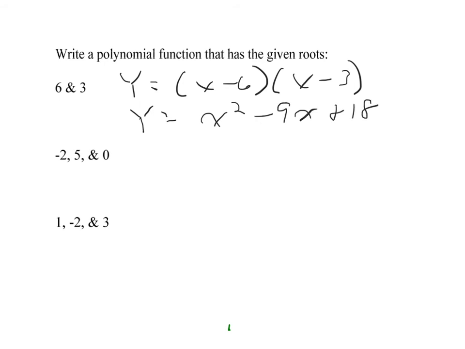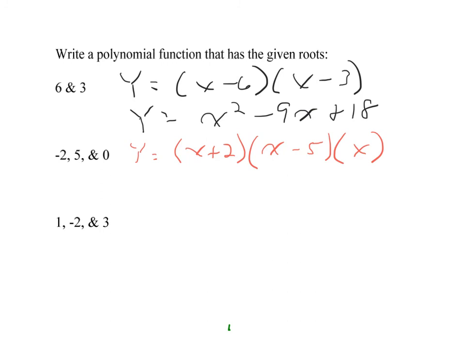The second one here, I have roots of negative 2. So if I have a root of negative 2, I'm going to have a factor of x plus 2. I have a root of 5, so I'm going to have a factor of x minus 5. And I have a root of 0, so I have a factor of x minus 0. So I'm going to FOIL out on the left first. I'm going to have x squared minus 3x minus 10, and then I'm going to multiply each of those terms by x.